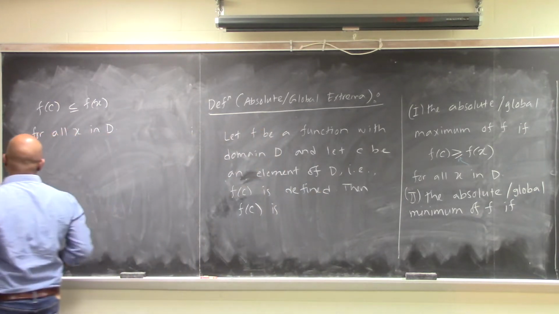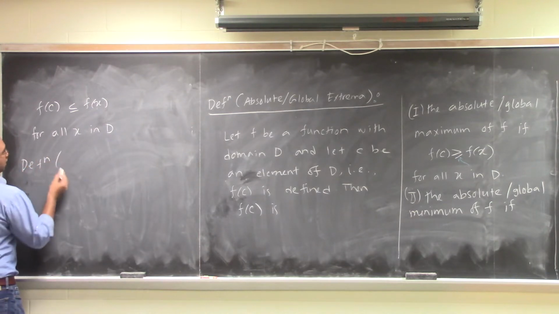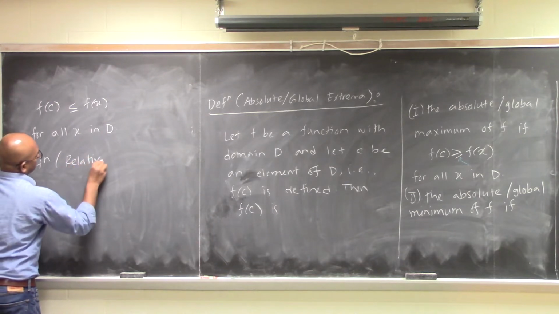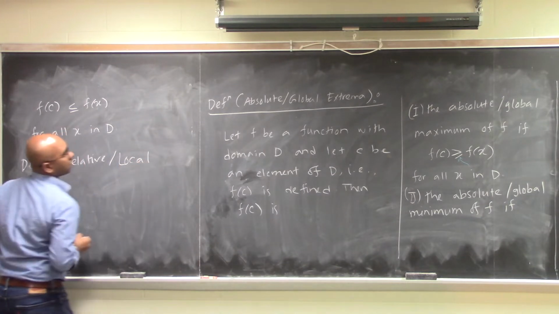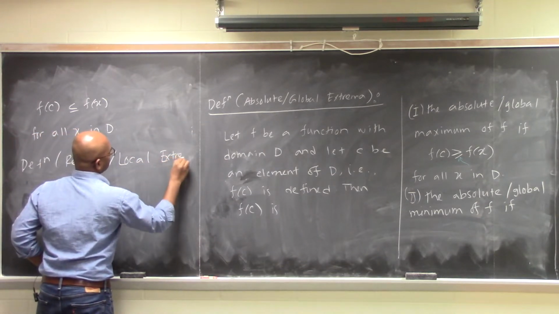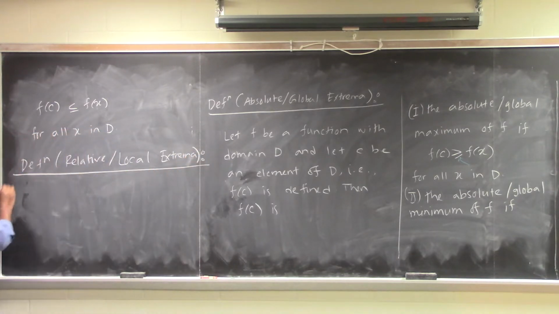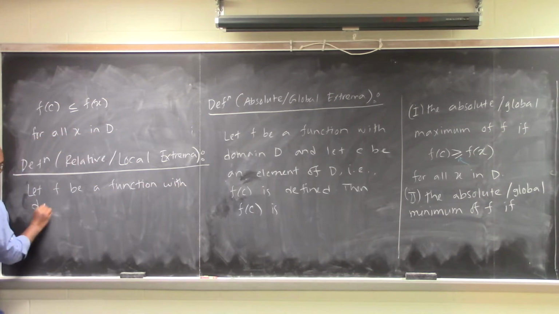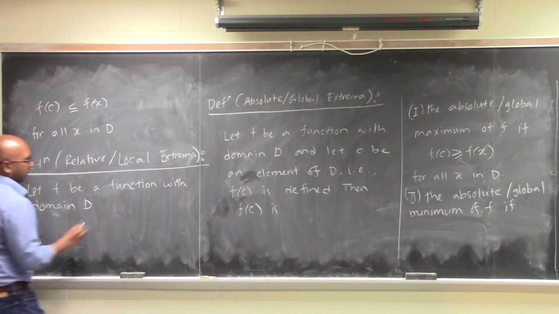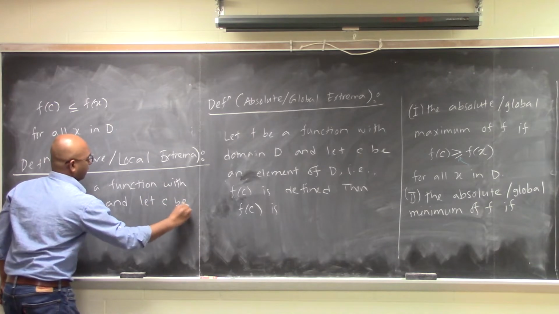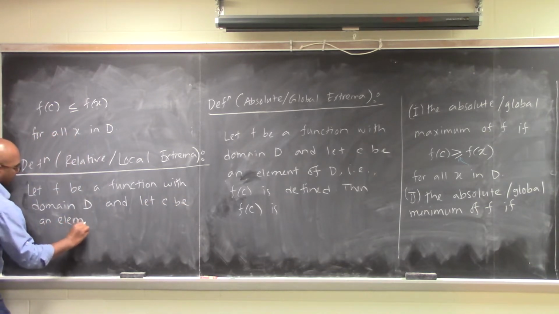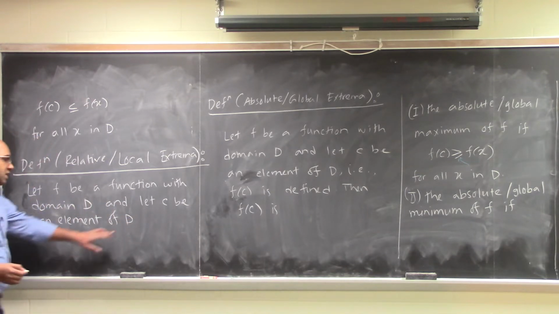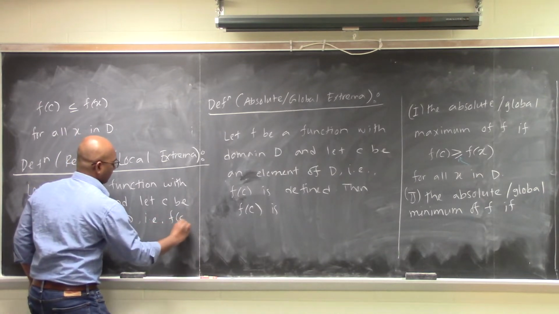Okay, so now the other part of the definition. So this is relative slash local extrema. Okay. Let f be a function, just the same setup, with domain D, and let C be an element of D. Okay, that means f of c is defined, i.e. f of c is defined.